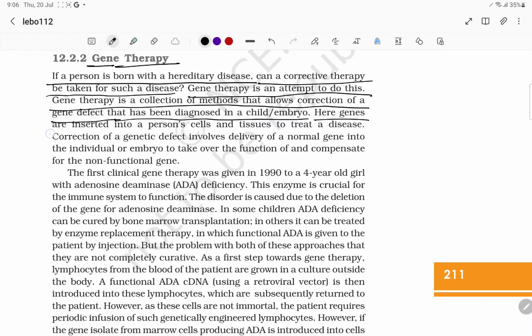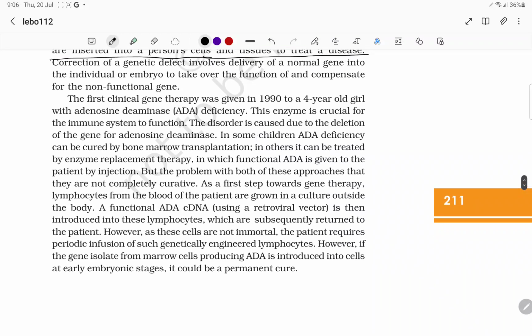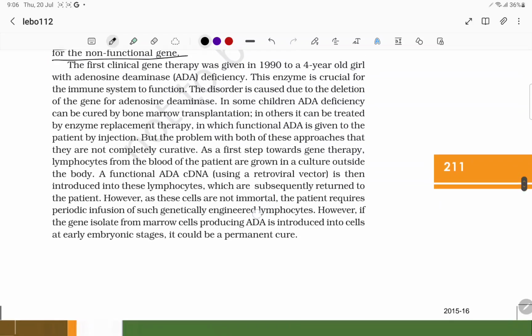So here genes are inserted into the person's cells and tissue to treat the disease. Correction of a gene defect involves delivery of a normal gene into the individual or embryo, to take over the function of and compensate for the non-functional gene.